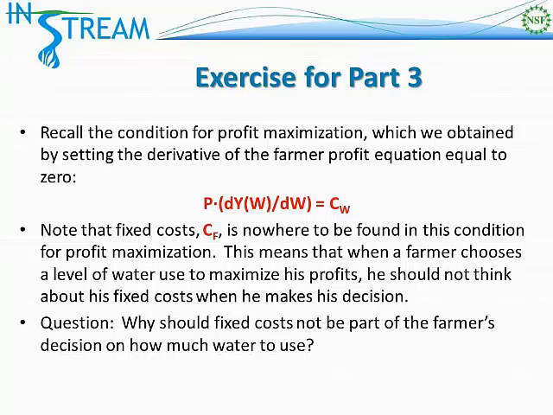So what this means is that when a farmer chooses a level of water in order to maximize his profits, he should not think about his fixed costs when he makes this decision. So the question that I want you to think about is, why should fixed costs not be part of the farmer's decision on how much water to use? Why are fixed costs not a relevant factor for the farmer to decide how much water he should use? Good luck answering this question.